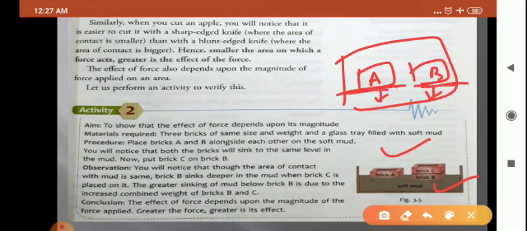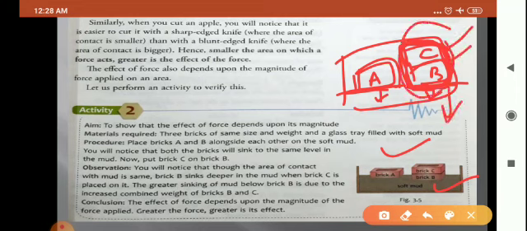Now what we are going to do, we are going to take another brick C and we are going to keep that brick C over the brick B. So now what happened here, the weight is more. Okay, weight is more, or you can say weight, which is also a kind of force, is also more as compared to this brick A. Now which portion of the brick will sink more? Of course this portion of the brick will sink more in the mud as compared to this brick A.